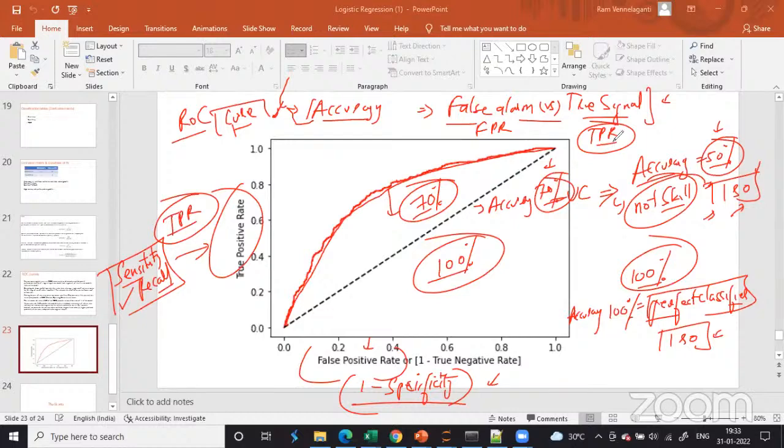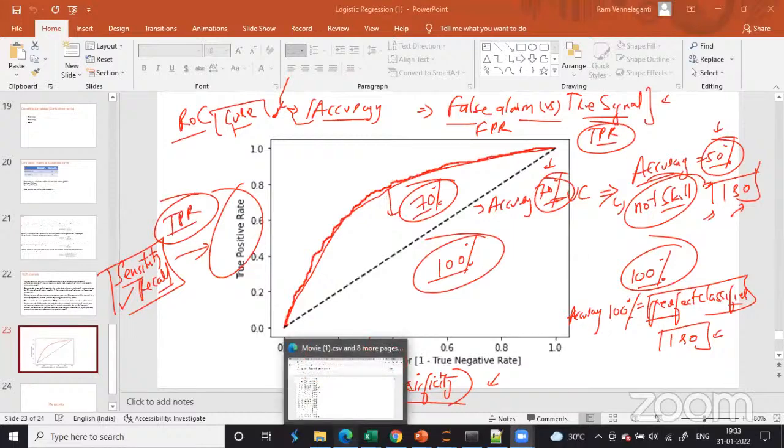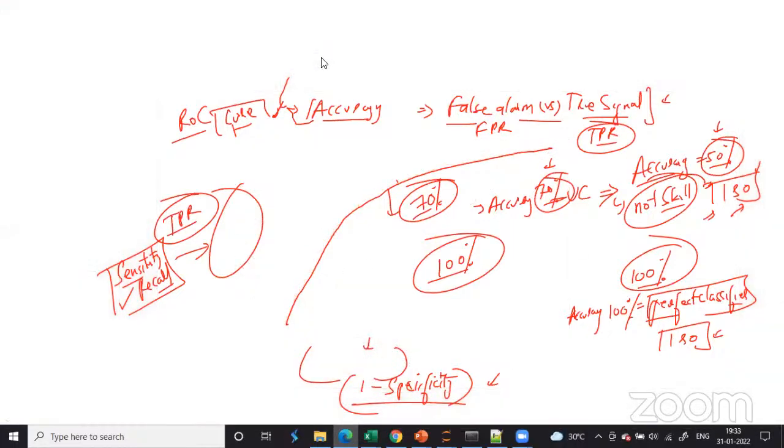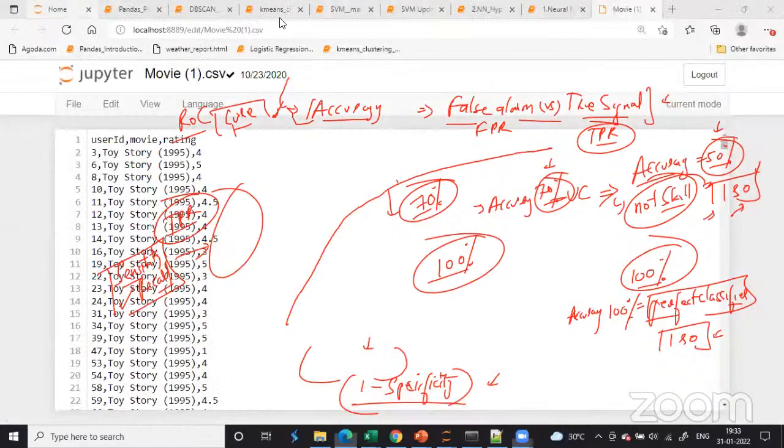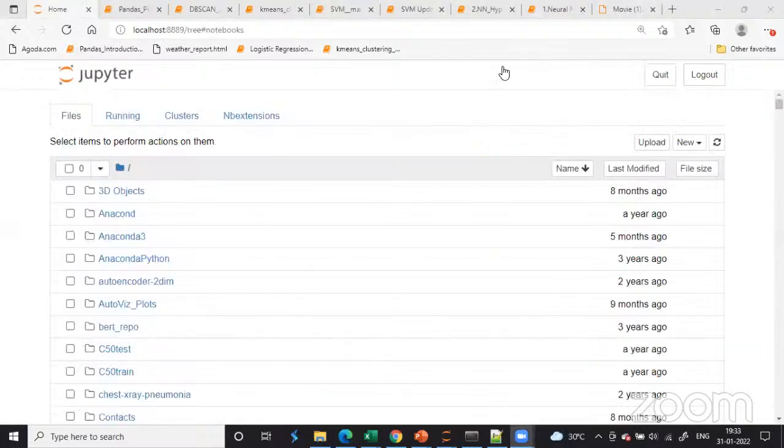So let us go to our Jupyter notebooks and let us try to see how can you solve these concepts. How can you program these concepts?